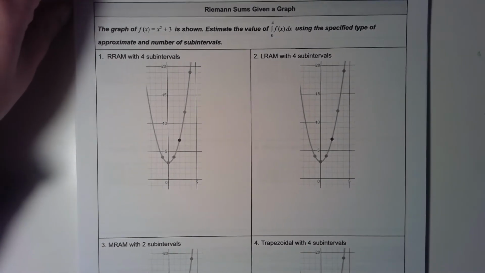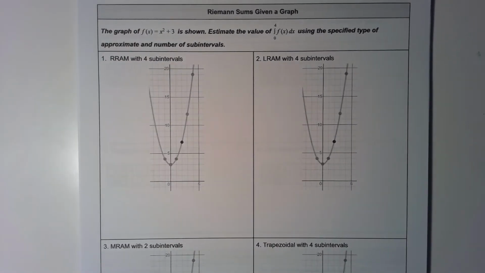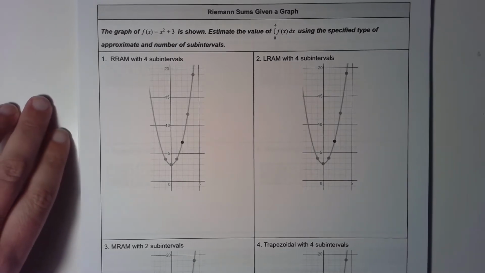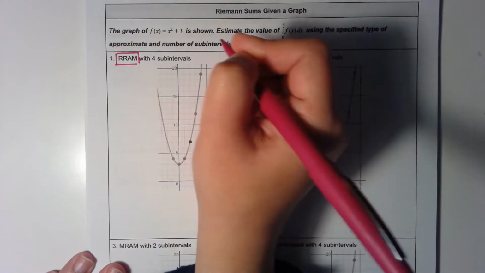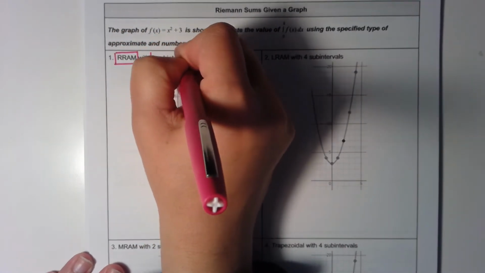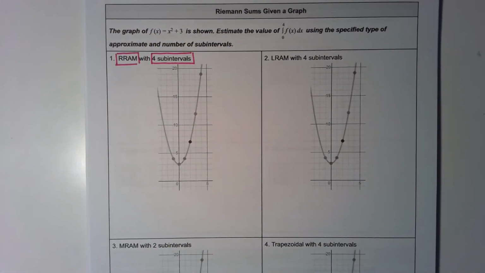The graph of x squared plus 3 is shown. Estimate the value of the integral from 0 to 4 using the specified type of approximation method and the number of subintervals specified. So for problem number 1, we are asked to use MRAM, which is the right-hand approximation method, with 4 subintervals. So in other words, take your area and divide it up into 4 rectangles.